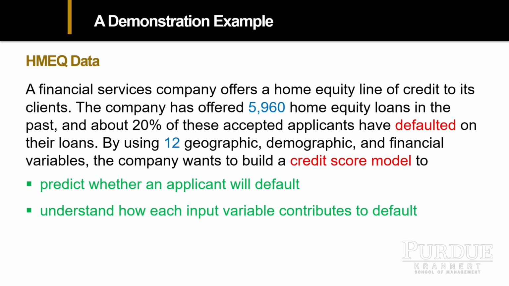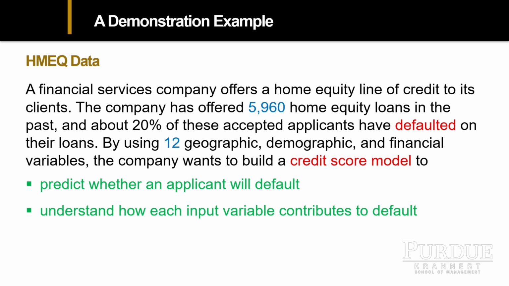As a motivating example, we will look at this HMEQ dataset. In this dataset, a financial service company offers a home equity line of credit to its clients. The company has offered about 6,000 loans in the past, and about 20% of these applications have defaulted on their loans. So basically they have some bad records in their loans.